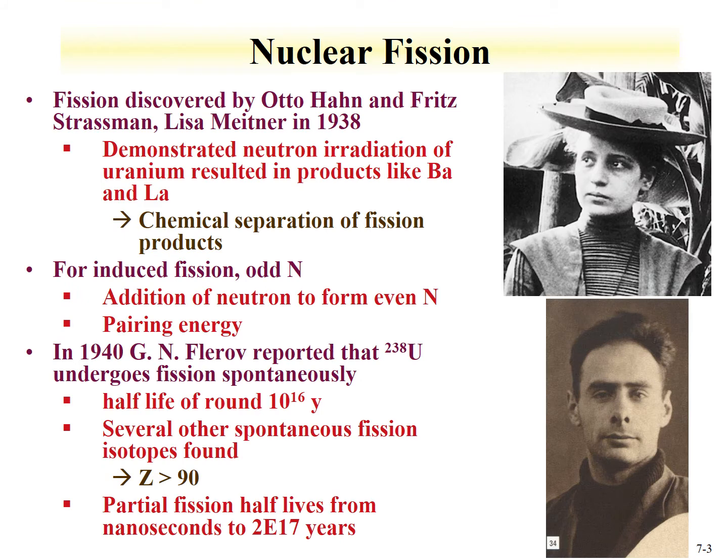Nuclear fission was discovered by Otto Hahn, Fritz Strassmann, and Lise Meitner, and here's a picture of Lise Meitner, back in 1938. They demonstrated that neutron irradiation of uranium resulted in some lower elements such as barium and lanthanum. They were able to perform chemical separation and showed that these fission products were indeed lower elements.